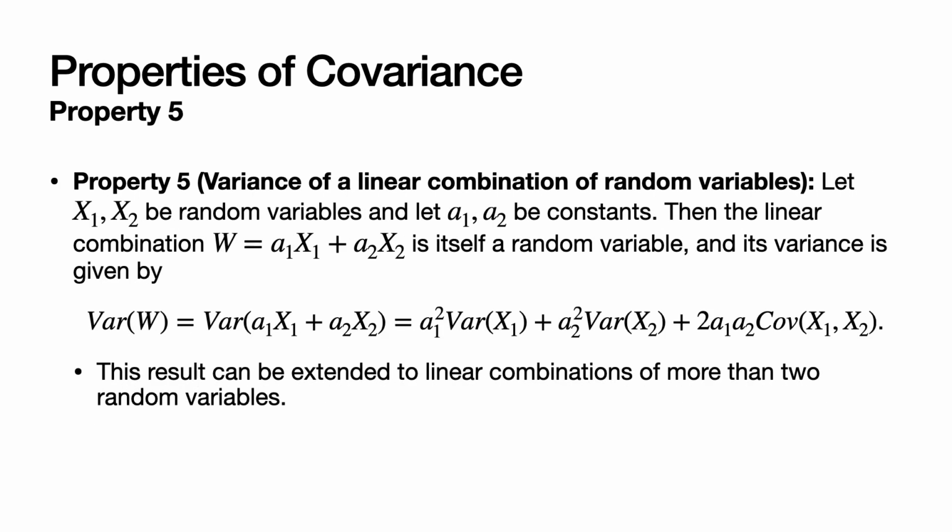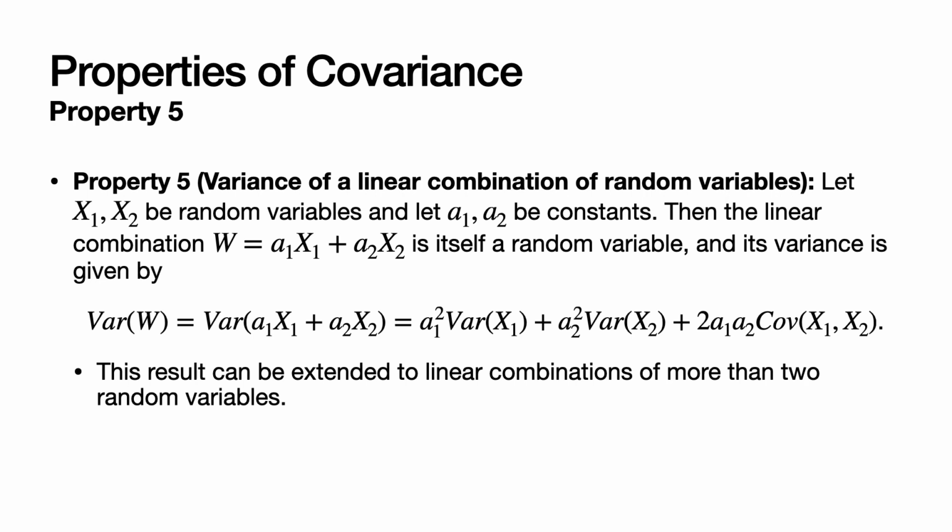Property 5 shows us how to calculate the variance of a linear combination of random variables. Let x1 and x2 be random variables, and let a1 and a2 be constants. Then the linear combination w, given by a1 times x1 plus a2 times x2, is itself a random variable because it's a function of random variables, and its variance is given by the following expression. The variance of w is equal to the variance of a1 times x1 plus a2 times x2, the variance of that linear combination, and that is equal to a1 squared times the variance of x1 plus a2 squared times the variance of x2 plus 2 times a1 times a2 times the covariance of x1 and x2.